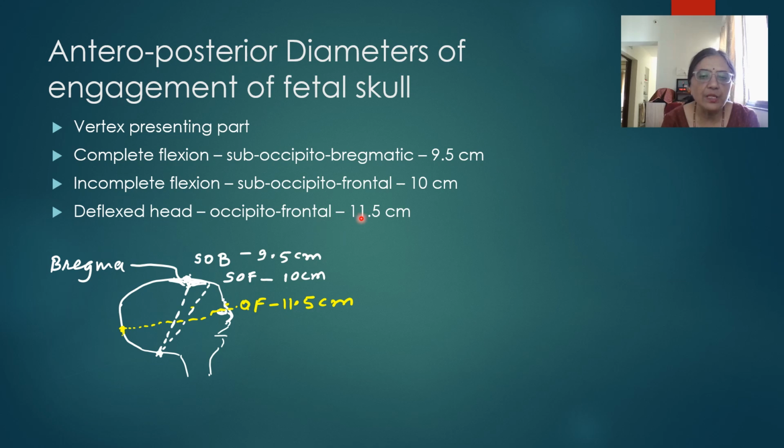will lead to larger diameters being presented for engagement, and it might lead to difficulty in labor if the head remains persistently deflexed, because the diameter is more by 2 centimeters. It is significant. Suboccipitobregmatic is 9.5, whereas occipitofrontal is 11.5 centimeters.